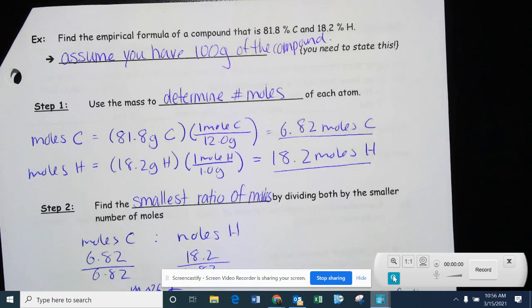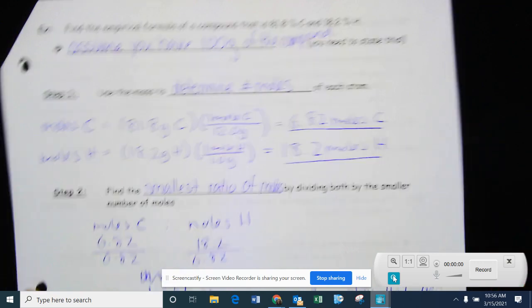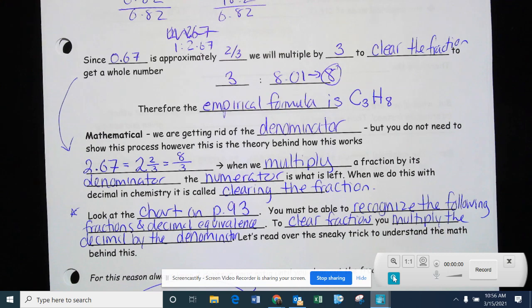So this is just reviewing last class, you guys. And then in our last example, we ended up with a bit of a tricky number, where we had 2.67 as one of our numbers. So did everybody have a look at that chart on page 93 of your textbook? Yeah? Did anybody not have a chance to look at that? Okay. So you do need to know that.